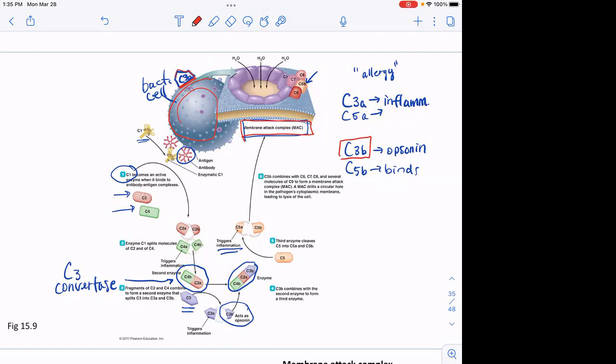The C3a and C5a, those act to increase inflammation. We're going to talk about why that's important in just a minute. We'll talk about inflammation. Part of that, as a result of increasing inflammation, is going to increase chemotaxis of other cells to the area. So we'll talk about why that is.